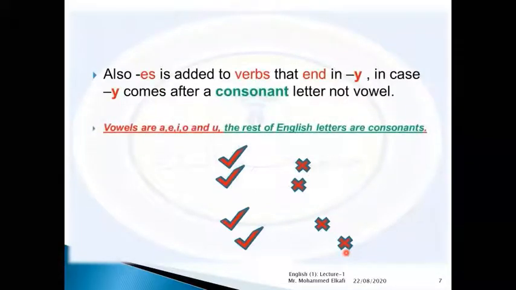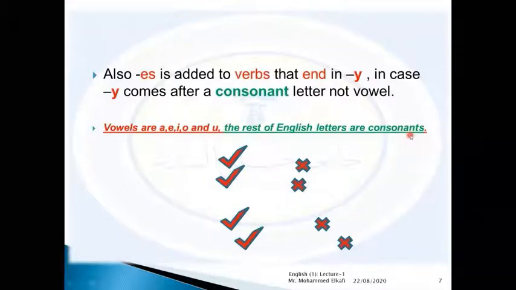So we can say also es is added to verbs that end in the letter y, in case y comes after a consonant letter, not a vowel. So when you say consonant letter, not vowel, that means we have y at the end of the verb, and this verb is preceded with a consonant, not a vowel. What do we mean with vowels? Vowels are the letters A, E, I, O, and U. Okay, and the rest of English letters are known as consonants.